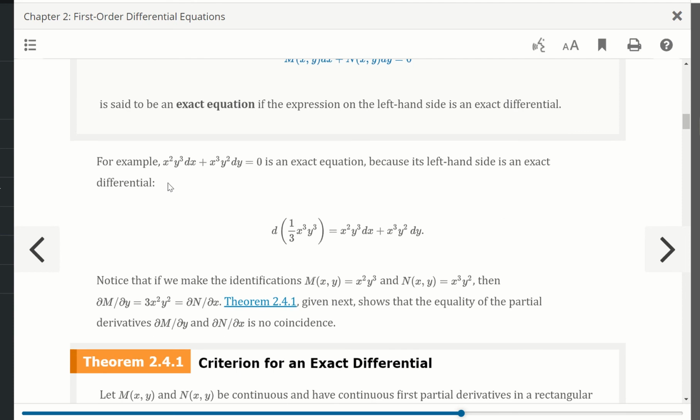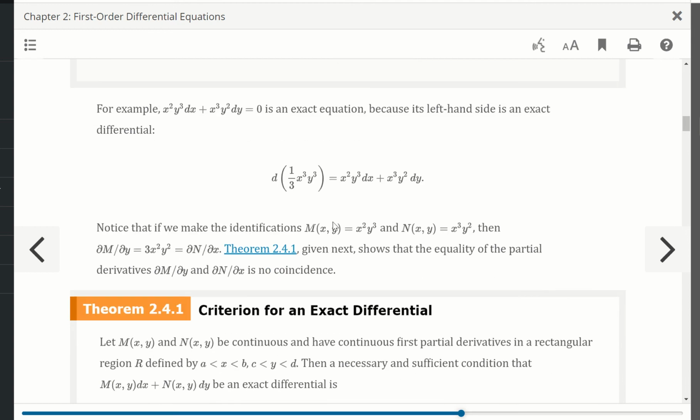For example, the expression x squared y cubed dx plus x cubed y squared dy is an example of an exact differential, an exact equation, because it is the differential of the function 1/3 x cubed y cubed. In this setup, the coefficient function for dx, the x squared y cubed, we call M, and the coefficient function for dy, the x cubed y squared, we call N.